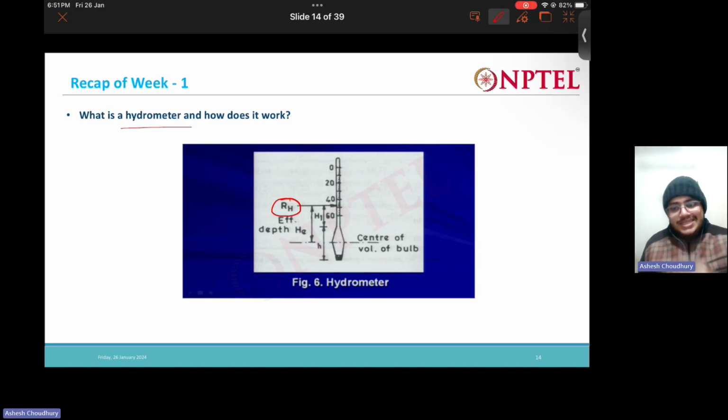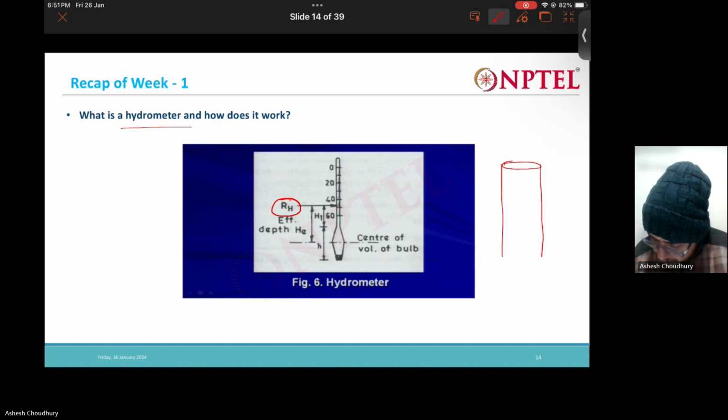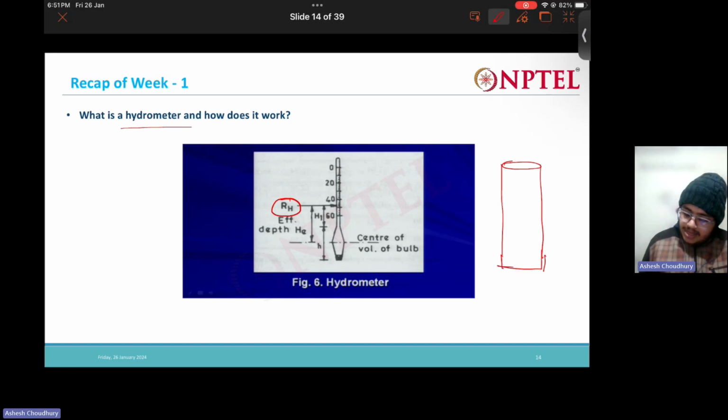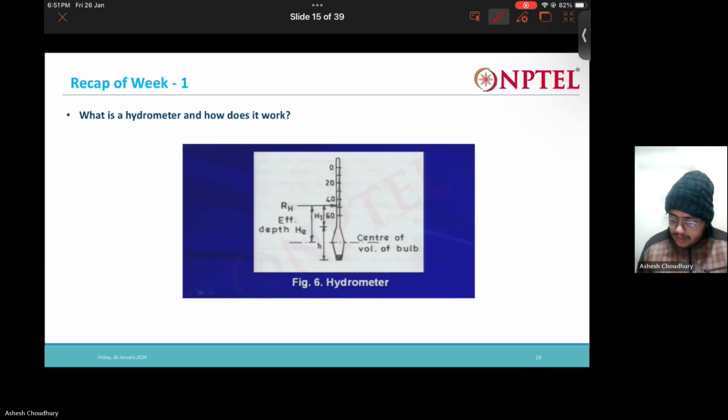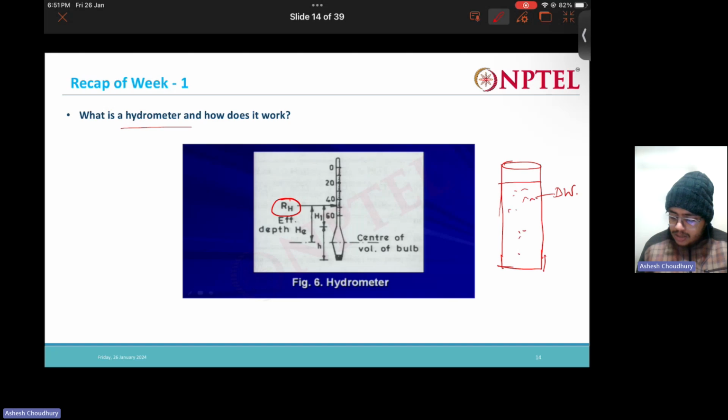So what we do is that we take a jar, a 1 liter jar, and we take distilled water in it. Then we take a certain amount of the dried portion, a specific weight of, say, 100 grams of the dried soil that has passed through a 75 micron sieve. That amount of soil we take, and we make a solution.